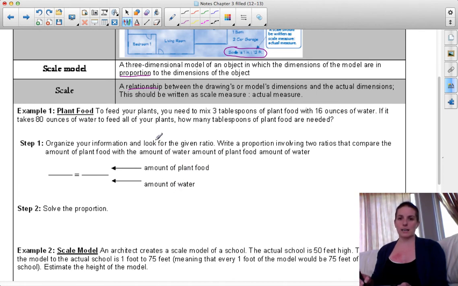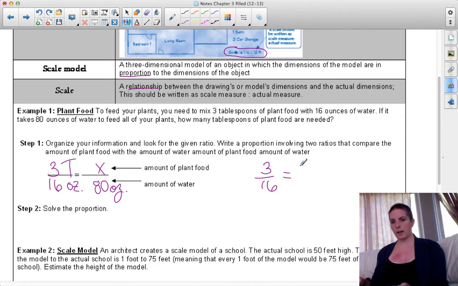Organize, make sure that you keep your words organized. So it said 3 tablespoons, 3 tablespoons gets a capital T. For 16 ounces, we use OZ for ounces. And we want to know how much plant food to put in the 80 ounces of water that I have to use to water all of my plants. So here is my proportion. I'm going to set up 3 over 16 equal to x over 80.